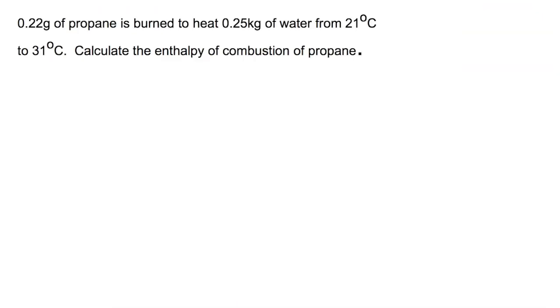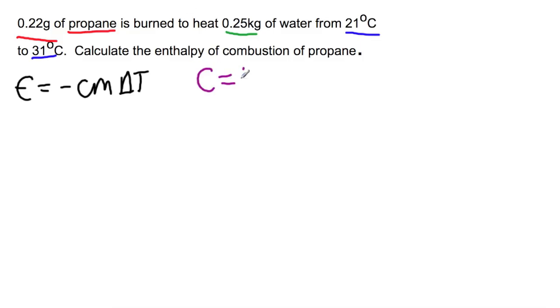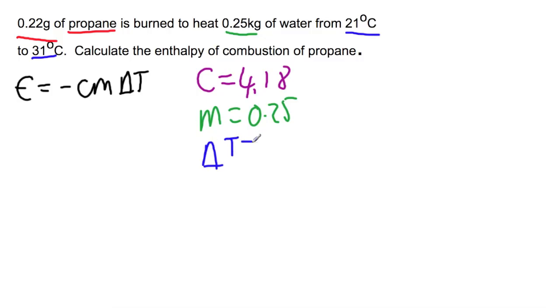Using the first method that we've looked at, we have 0.22 grams of propane. We're heating 0.25 kilograms of water, and it's going from 21 degrees to 31 degrees. So we're going to use E equals negative cm delta T, where we have C equals 4.18. We have m given to you in the question already in kilograms, so watch out for that, 0.25. And then delta T is 31, so the end temperature minus the start temperature to give us a 10 degree rise.